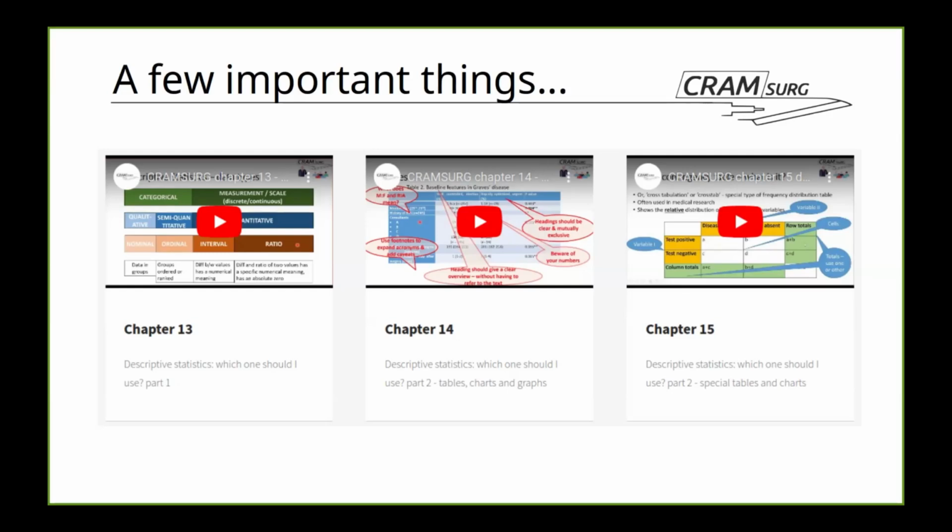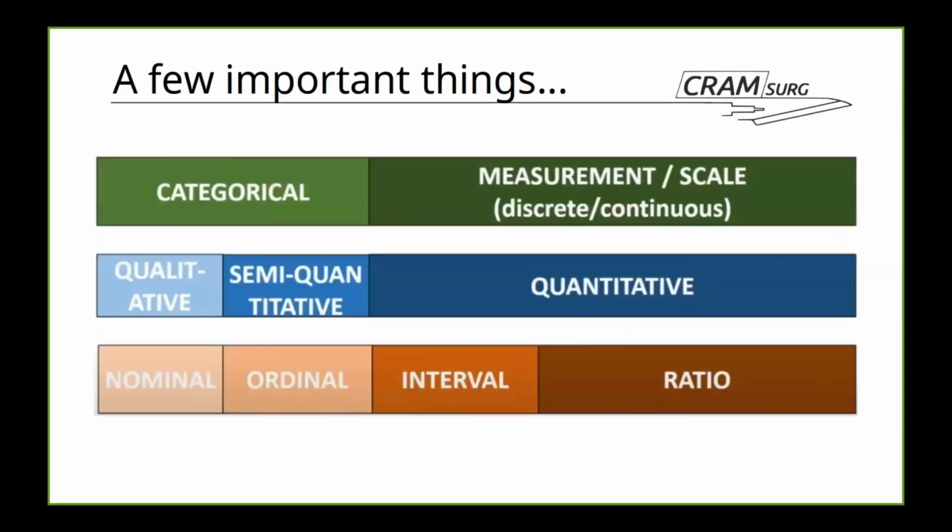I'm not going to go into details about how we classify data and how we describe data. We've run a number of sessions. Chapters 13 to 15 particularly deal with descriptive statistics. Which one should you choose? Tables and the special tables and charts. I'd encourage you all to have a look at them because they explain in detail how to classify data and how to handle it in the first instance. Probably the most important thing to remember for the purposes of this presentation is data can be divided into categorical data and a sort of measurement scale data, as Prof split it when he presented it before.